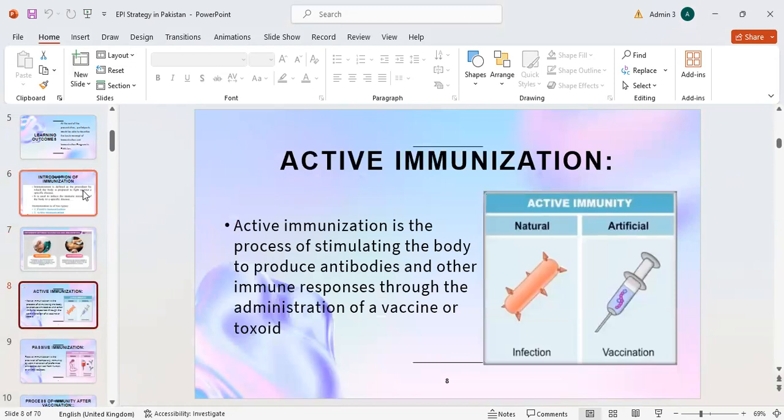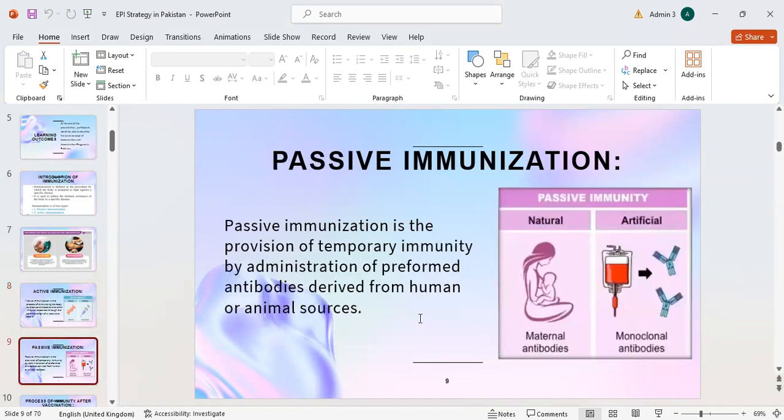Active immunization. These are the types of immunization, and the first type is active immunization. Active immunization is the process of stimulating the body to produce antibodies and other immune responses through administration of vaccine or toxoid. It may be natural or artificial. Natural by infection or artificial by vaccine inoculation.